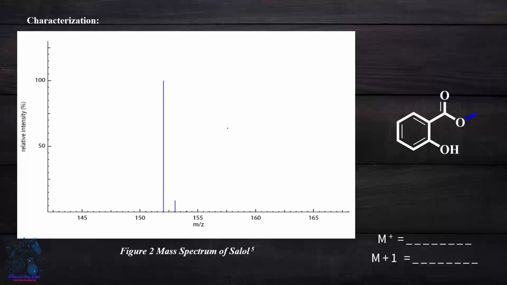The next is the characterization through the mass spectrum. In the mass spectrum, take a look, there is our 152. So here we get 152.15, or 152 is fine, and another peak with relative intensity of about 20% at 153, in the m/z ratio. So the m/z ratio 152 is the M+ peak and here is the M+1 peak. Through that we can conclude, yes, we have an M+1 peak. It means we have our methyl salicylate compound.